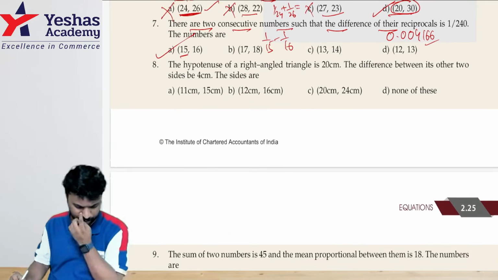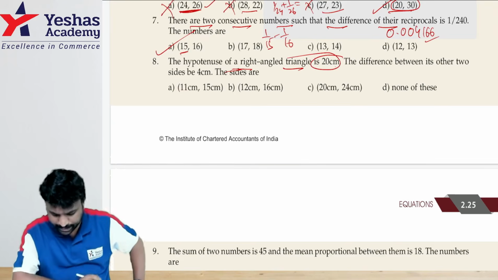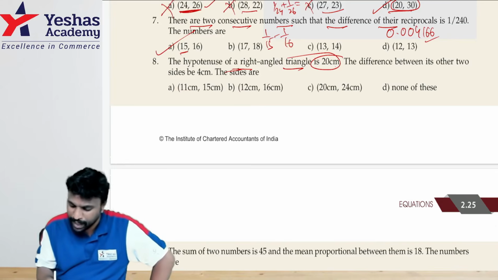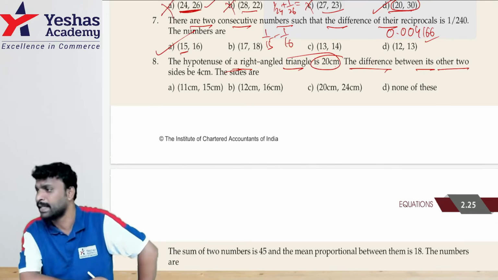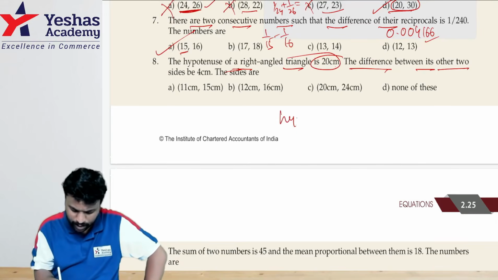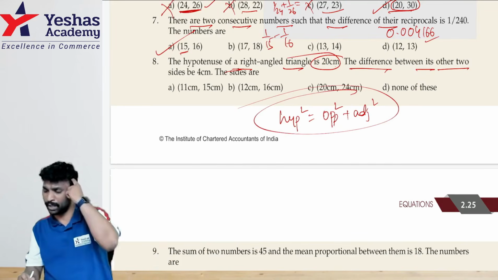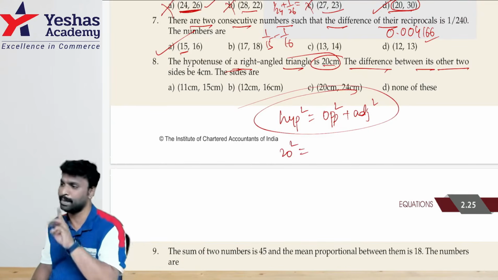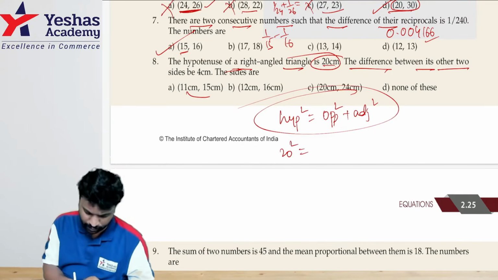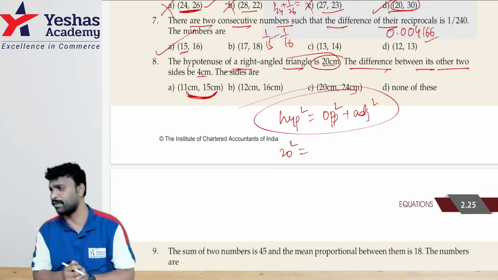Moving on to the next question, question number 8. The hypotenuse of a right angle triangle is 20 centimeters. Hypotenuse is the largest side. And the difference between its other two sides is 4 centimeters. Please understand, the hypotenuse square is equal to opposite square plus adjacent square, for a right angle triangle. This is the Pythagoras theorem you can apply. Hypotenuse is 20, so 20 squared should be equal to the sum of the squares of the other two sides. First of all, is the difference between these two sides 4 centimeters? Yes. 11 and 15 definitely differ by 4 centimeters.